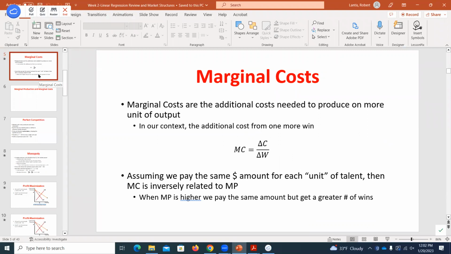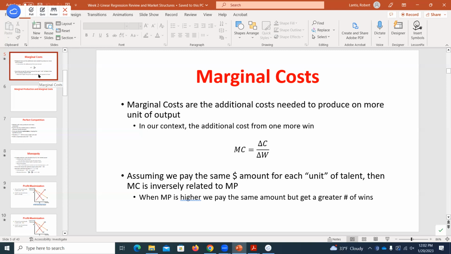So I skipped over this slide last class, so I wanted to connect the two thoughts, and I knew I needed a little more time. We talked about marginal production, right? That was the change in output, or for us, the change in the number of wins from adding additional talent. That was the additional wins expected from increasing the amount of talent that we have. We're also going to have a marginal cost associated with this. Anytime we're talking about something on the margin, it's the change in that variable. So marginal cost is the change in the cost from a change in the number of wins. If I want to get one more win, how much more am I going to have to spend?